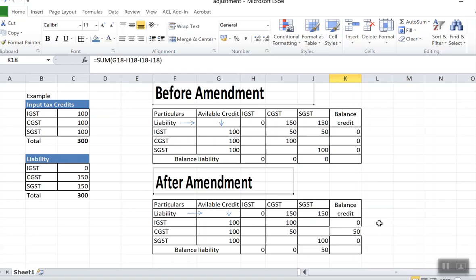Okay. The entire analysis and the entire effect of this amendment is that the cash flow of a taxable person will be affected. See, in this case we have a credit of 50 which cannot be adjusted towards the liability of SGST. Okay. Hope this video helps you. Thank you very much.